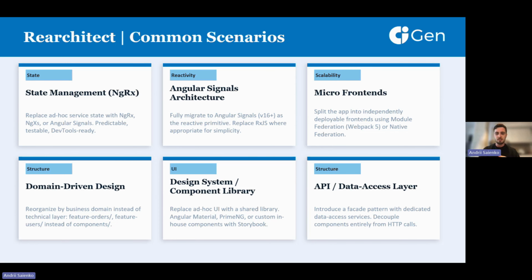A shared design system ensures visual consistency and eliminates duplicated UI logic across the features. This often has a dramatic impact on development speed. And finally, the facade pattern, which creates a clean contract between your UI components and the data layer. Components become much simpler and easier to test.